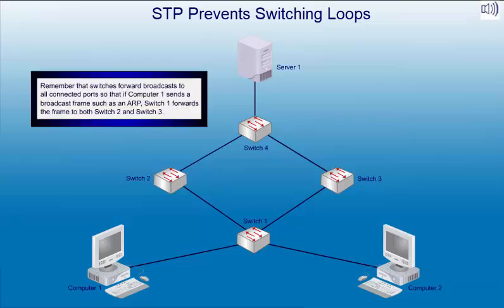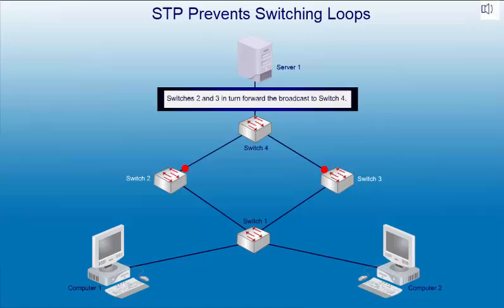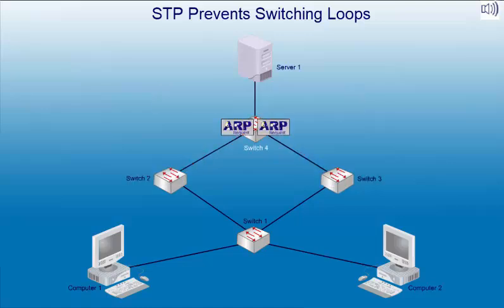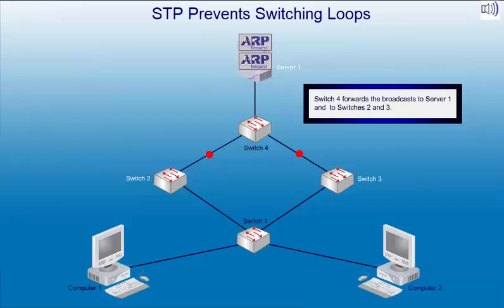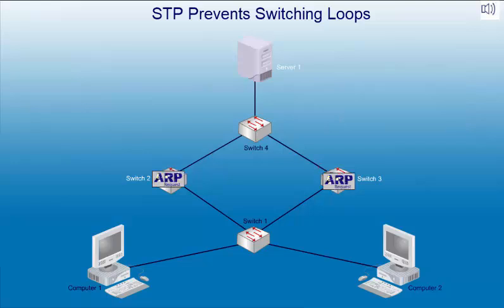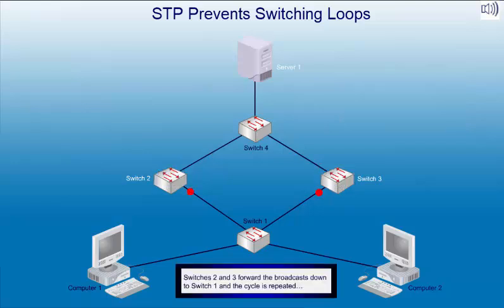Remember that switches forward broadcasts to all connected ports, so that if computer 1 sends a broadcast frame such as an ARP, switch 1 forwards the frame to both switch 2 and switch 3. Switches 2 and 3 in turn forward the broadcast to switch 4. Switch 4 forwards the broadcast to server 1 and to switch 2 and 3. Switches 2 and 3 forward the broadcast down to switch 1, and the cycle is repeated.